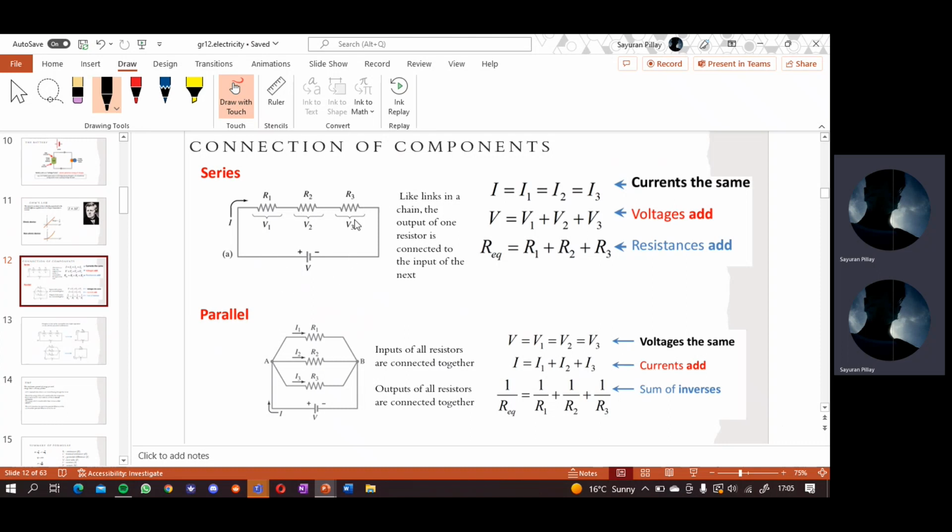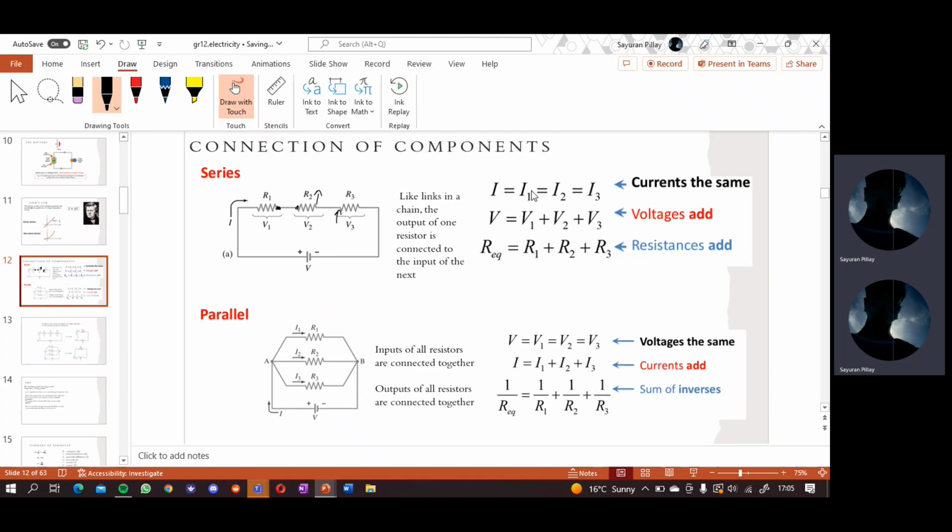It looks like links in a chain, right? So the output of one is connected to the input of the other. Let me just draw it off. So this is the output of one connected to the input of the other. So the output of one resistor is connected to the input of the other resistor, and so forth. Okay, so like links in a chain.